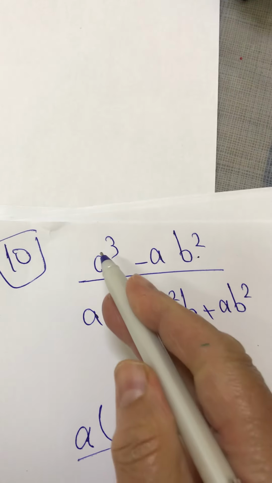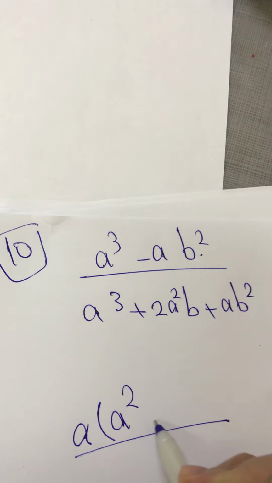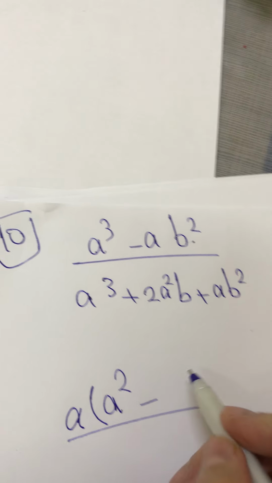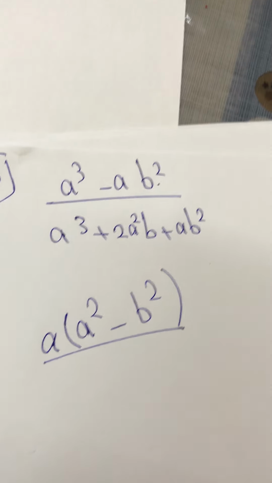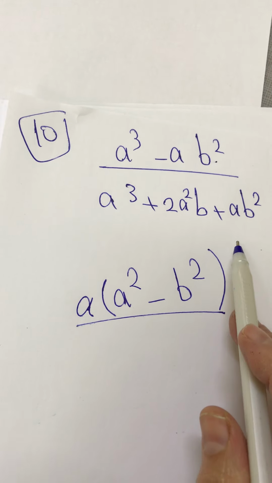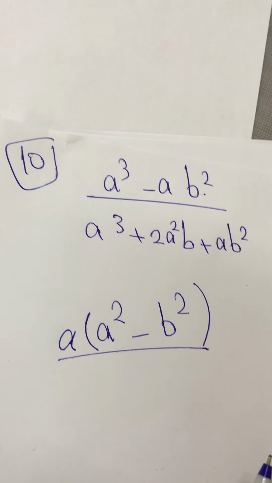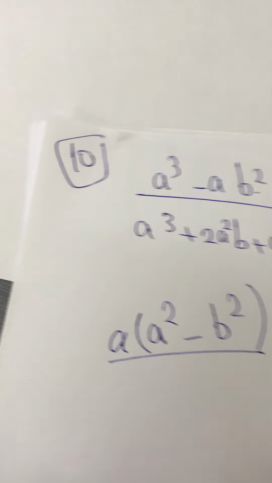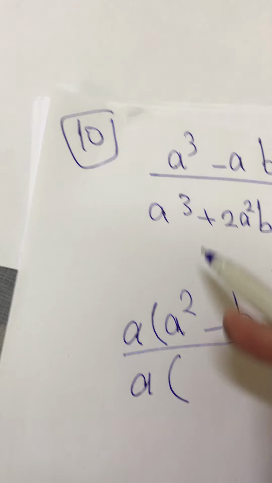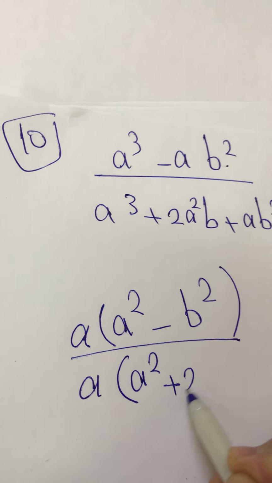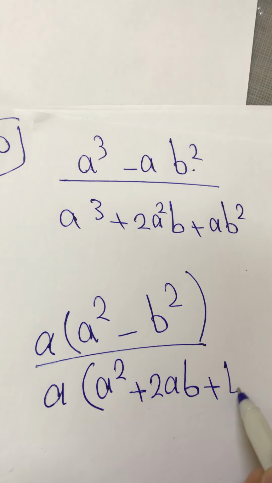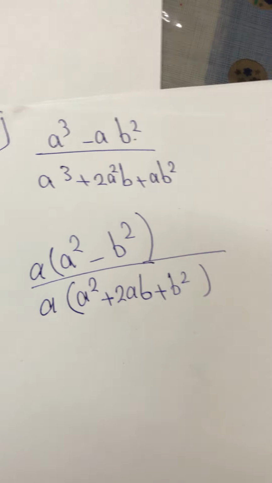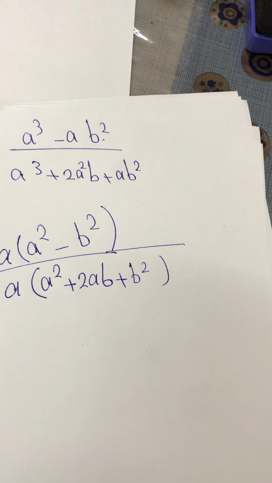Okay, open brackets, a cubed divided by a equal a square, minus ab squared divided by a, cancelled with a, and what's left? b square. Close the brackets. Let's take a common factor from the denominator. I have a on all terms, so I'll take a with the least power. Open brackets, a cubed divided by a equal a square, plus 2a square b, so it will be 2ab, plus ab square divided by a equal b square, like this. I didn't finish.